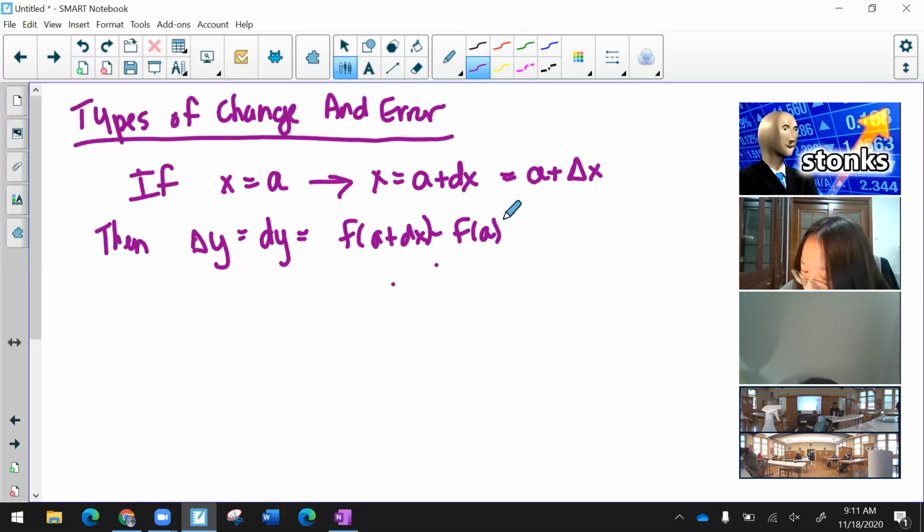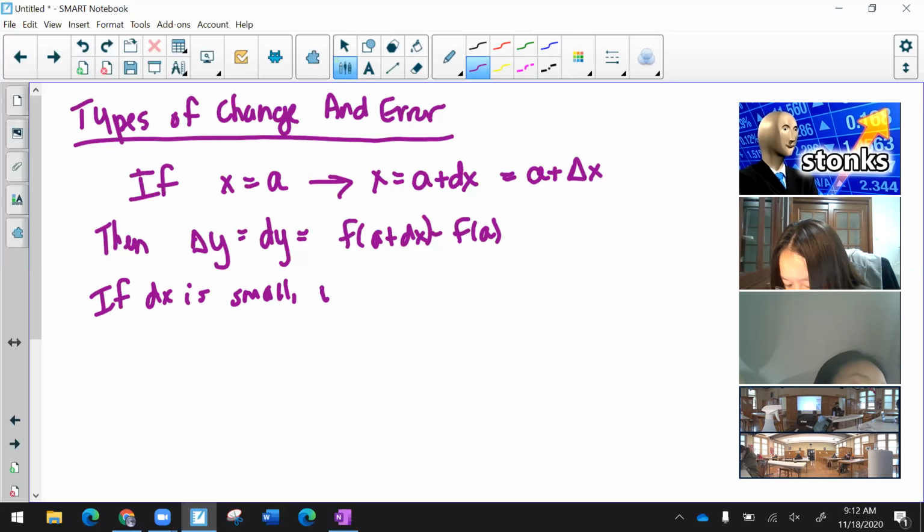This part isn't really calculus. It just looks like calculus. But we know that sometimes using the function itself is very cumbersome. Maybe it's a tangent, and I don't know what the tangent of pi plus 0.05 is. So if dx is small, we can use the linearization instead of f.